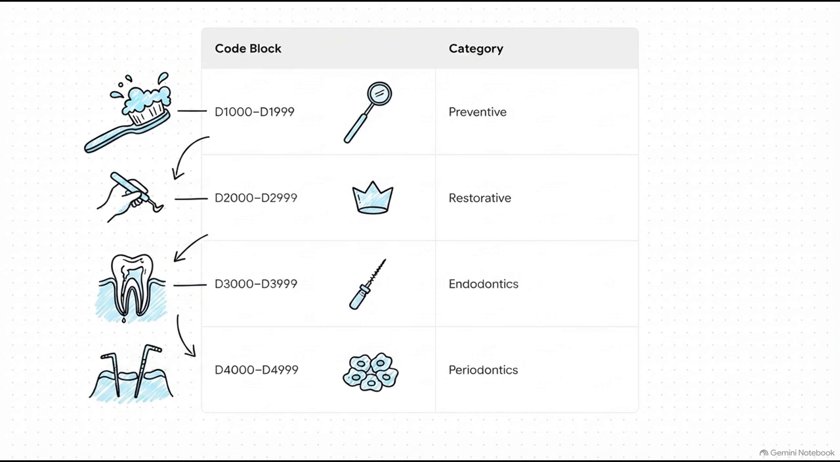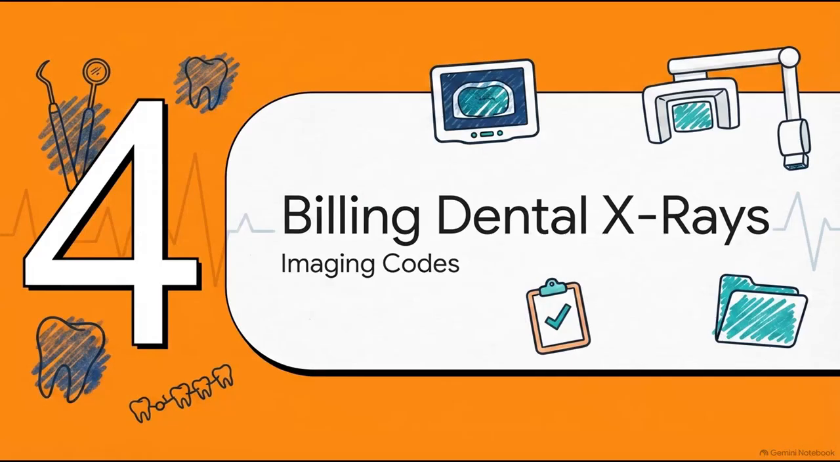Endodontics, like root canals, are D3000 to D3099. And periodontics, treating those supporting gums and bone, are D4000 to D4999. This categorical chunking makes navigating the manual so much easier. For example, if you see the abbreviation RCT in a chart, you immediately know you're looking in that 3000 block for endodontics. Let's apply this to a real-world scenario in Section 4, Billing for Dental X-rays.